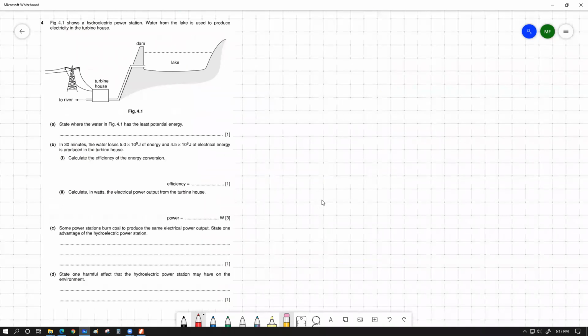Then it says calculate in watts the electrical power output from the turbine house. So you can have a look. The turbine house produces this much electrical energy within a duration of how much? 30 minutes, not seconds. So you have to divide this whole thing by 30 × 60 so that you can get joule per second over here, which ultimately gives you some number in watt.